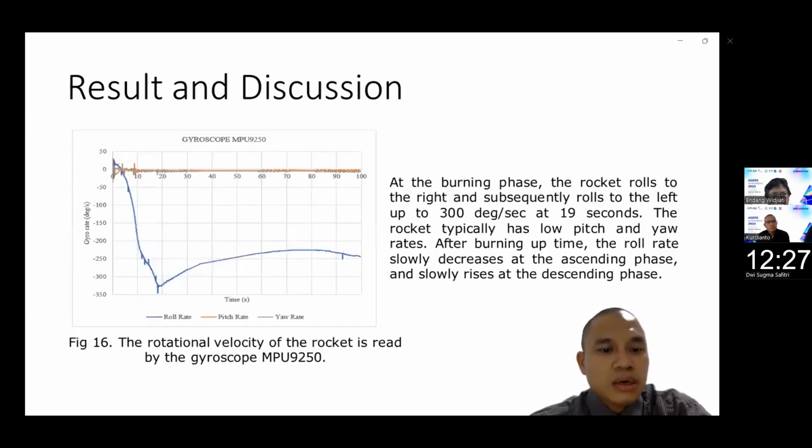Data 3 is rotational velocity by the gyroscope MPU 9250. At burning pass, the rocket rolls to the right and subsequently rolls to the left up to 300 degrees per second at 19 seconds. The rocket typically has low pitch and yaw rates. After burnout, the roll rate slowly decreases at the ascending pass and slowly rises at the descending pass.